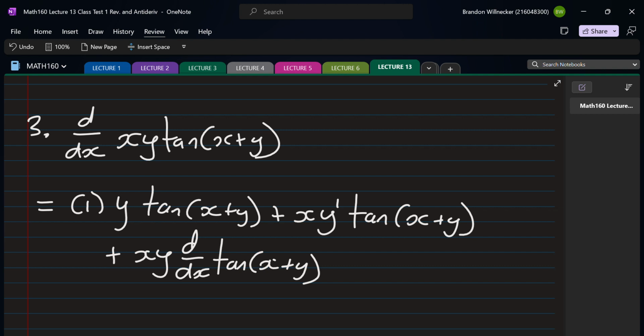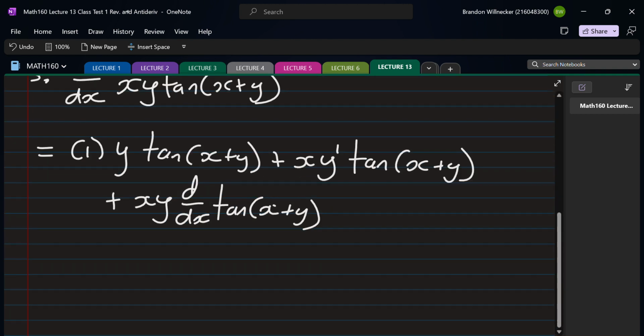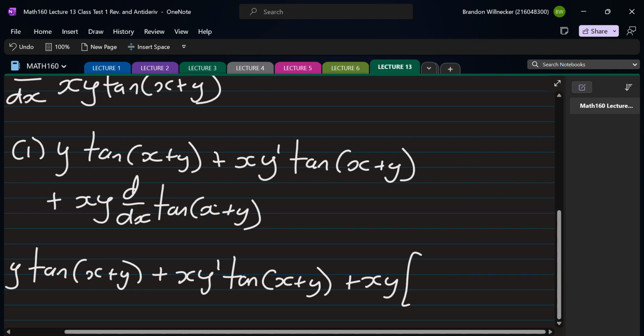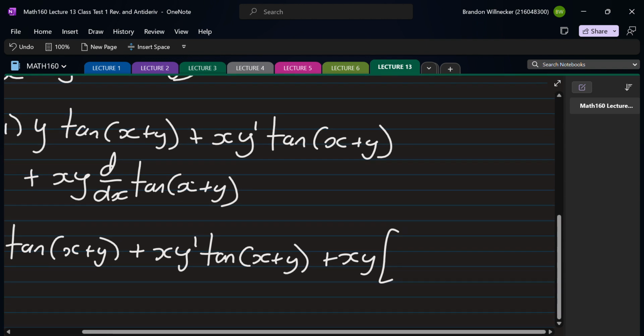So here we did the product rule on this line. On the next line, we can then do the chain rule for that last term. The nice thing is, all those other terms stay exactly the same. We don't have to worry about them. So we have y tan(x plus y), plus x y prime tan(x plus y), plus xy, and now we can do the chain rule part. Everything else stays the same. That's already done. So the derivative of tan, that's going to be sec squared.